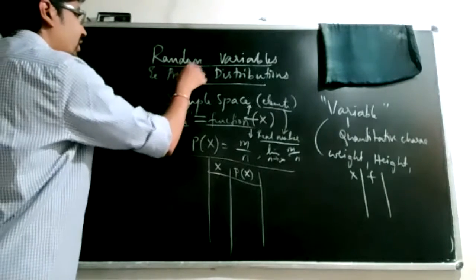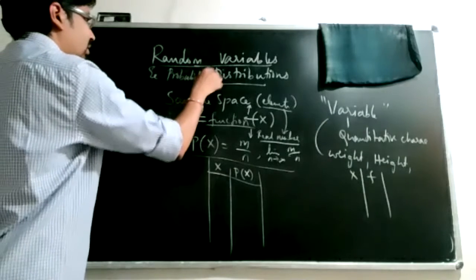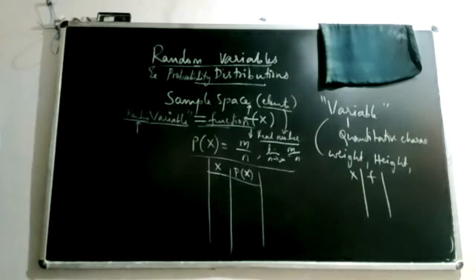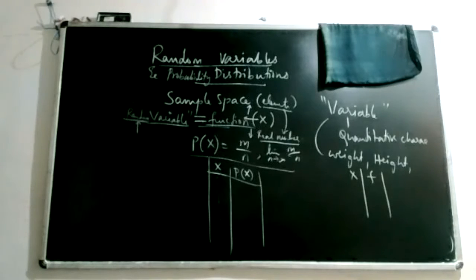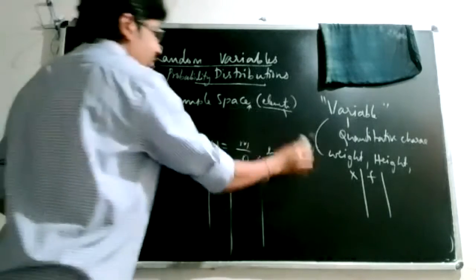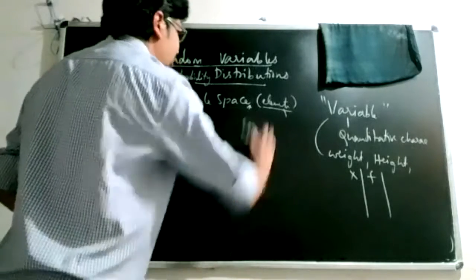So two important definitions are learned here. What is a random variable? A random variable is a function from sample space to real numbers.